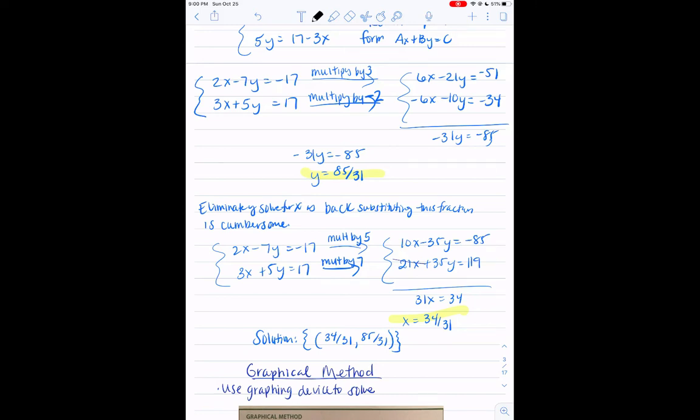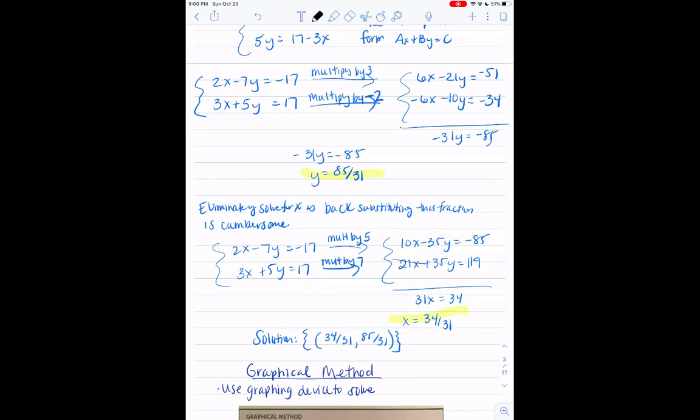So the least common multiple of 7 and 5 is 35. And I could just multiply them by positive coefficients because I have a negative 7y and a 5y, so one of them's already going to be negative. So I multiply equation 1 by 5 and equation 2 by 7.